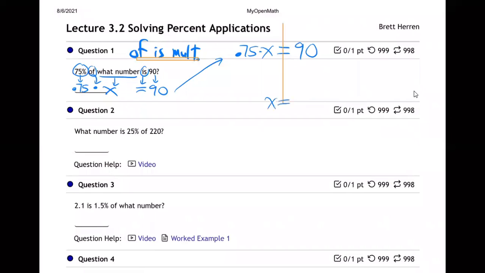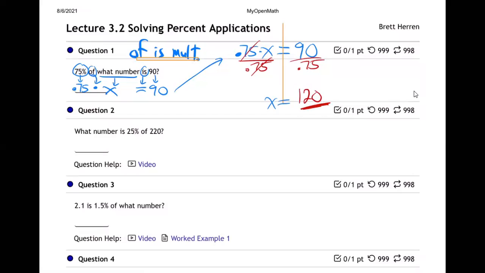Get rid of that 0.75. So how do we get rid of that 0.75? Do I subtract it? No. It's multiplied, so I divide it, and you know that quite well. Divide by 0.75 on both sides. Boom and a boom. Hit the buttons on your calculator. And I'm getting 120. And that's the answer to that one.